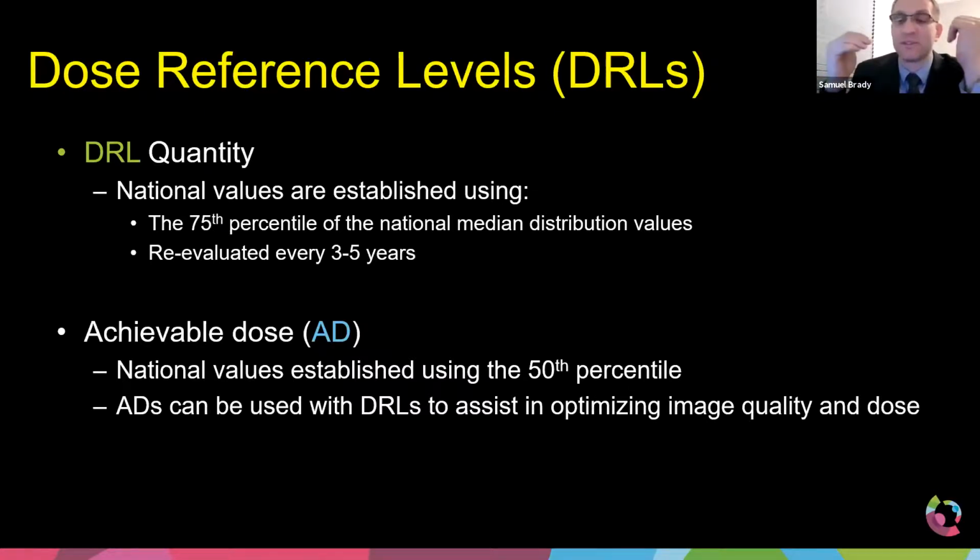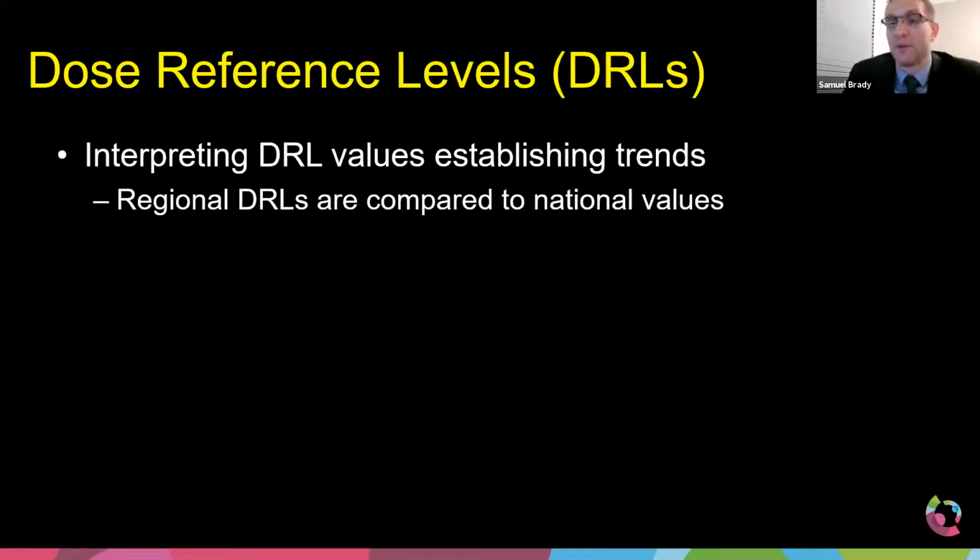Now, this is simply a goal that has been established to help continually incentivize optimizing image quality and radiation dose usage. You don't necessarily need to be below the 50th percentile or the achievable dose, but it's something that's worth working towards and asking yourself, as a hospital, do I have my image quality optimized properly so that my dose levels are at the minimum of the 75th percentile or potentially at the 50th percentile? Because if you're at the 50th percentile, that means you're doing as well or potentially better than more than half of the imaging facilities in Thailand.